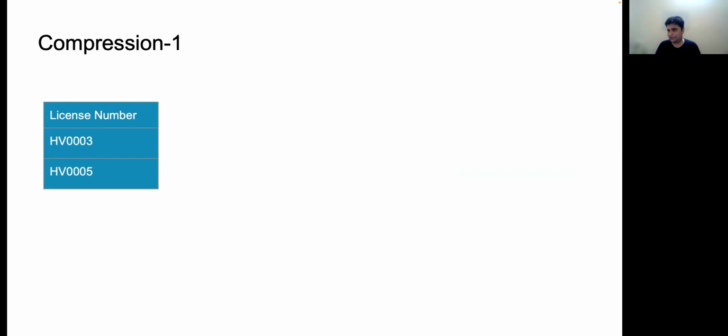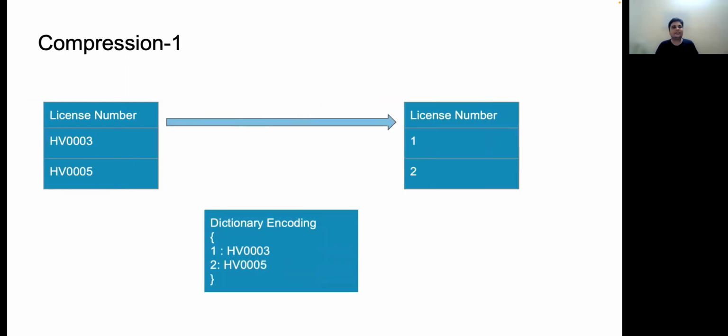How does Parquet handle compression? Let's take a look. What you see is called dictionary encoding. So instead of HB003, you can encode it as the number 1 and actually store the number 1 value. In similar lines, HB005 can be converted to the number 2 and stored in the file. This dictionary is also maintained as part of the Parquet file.